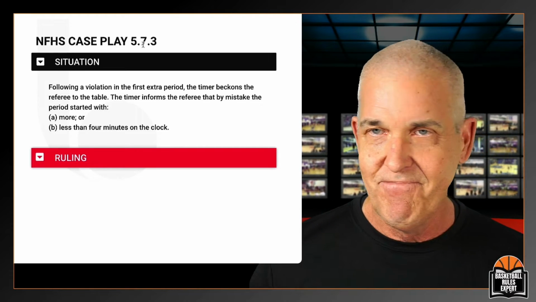Maybe we're doing the game at a collegiate venue, and the timer is used to collegiate rules, and they put 5 minutes on the clock. The overtime period has just started. And maybe the clock shows 4:32, and the timer informs the officials, hey, ref, we started with 5 minutes. Sorry about that. What do we do in that situation?